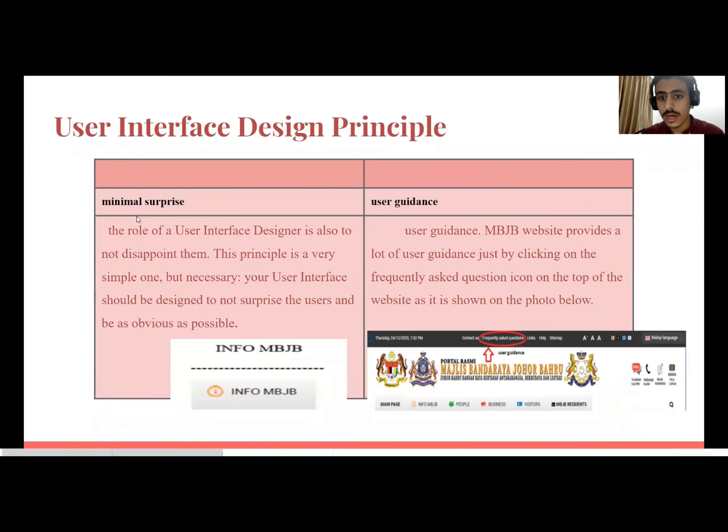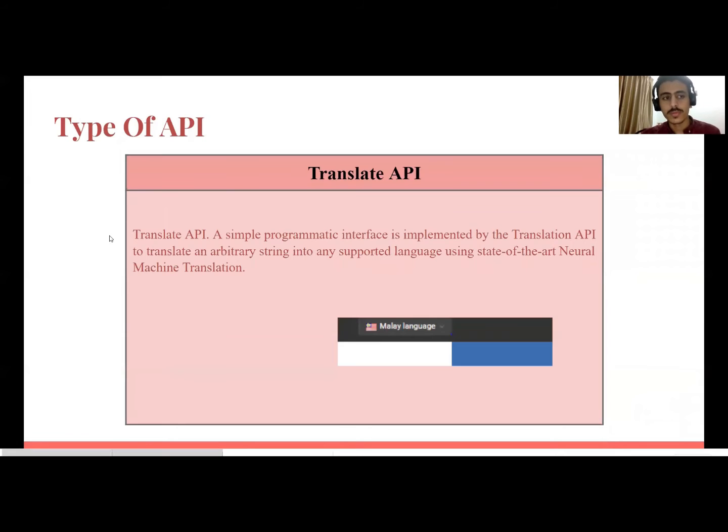User guidance. The Johor Bharu website provides a lot of user guidance just by clicking on the frequently asked questions icon at the top of the website. Types of API.